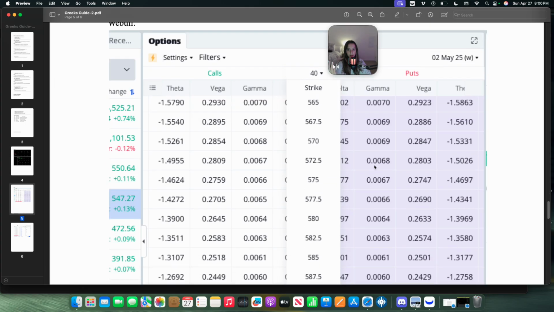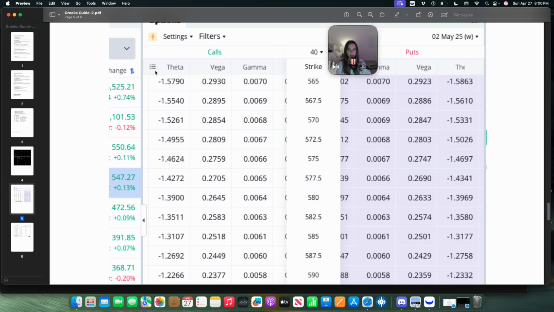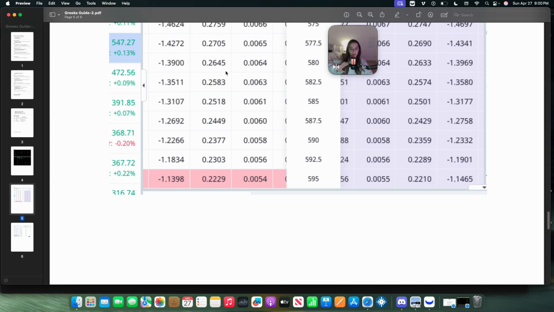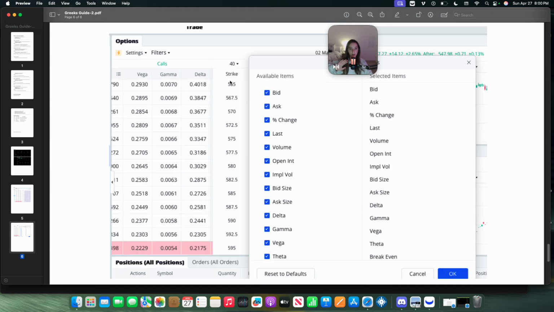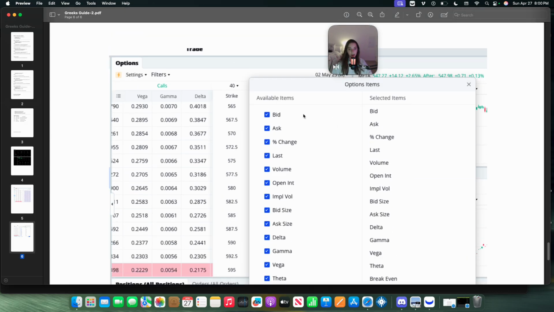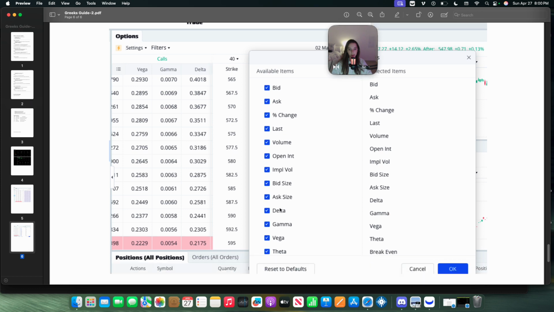Webull. So you want to click on this button right here, and it'll give you an option so it can show Theta, Vega, Gamma, whatever, all on your options page setup. So I'll show you right here. Yeah, so option items, and then you just click Delta, Gamma, Vega, Theta, all of those, and you have them all set up. So hopefully this video was educational and made sense.